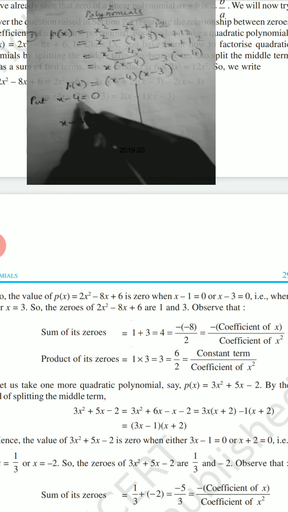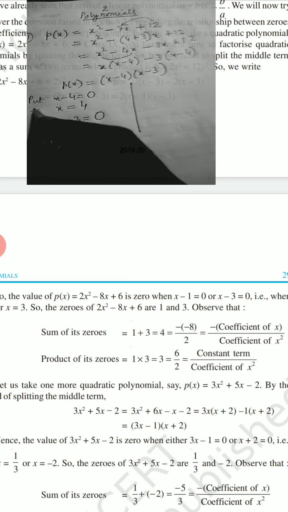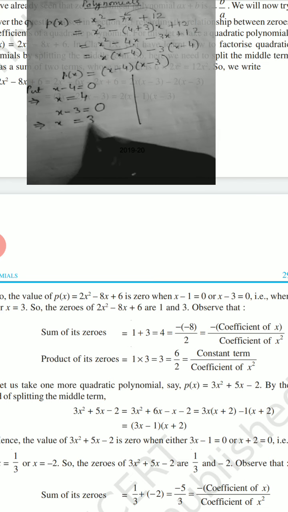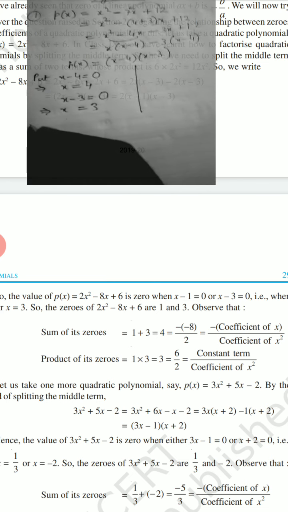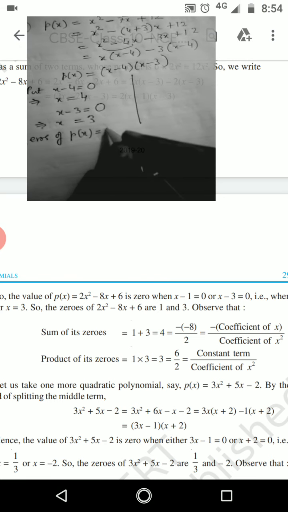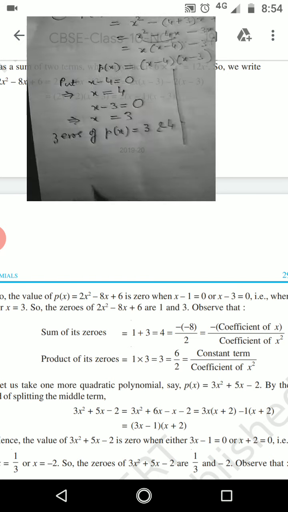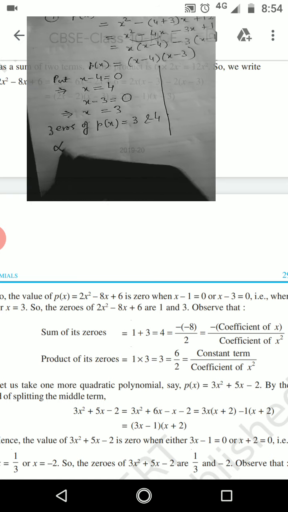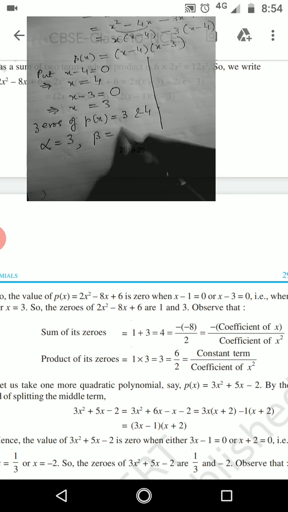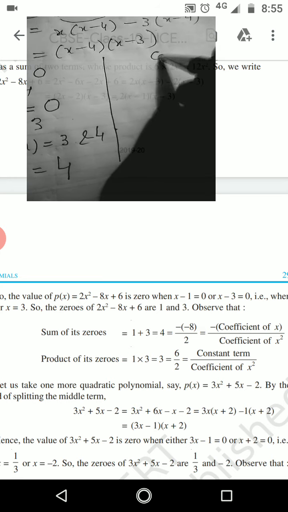So when we put the first factor as 0, we will get x equal to 4, and by putting the second factor we get x equal to 3. Therefore you can see the zeros of this polynomial p(x) are 3 and 4. So you also know, if I am taking one root as alpha, that is 3, and second root is beta, is 4.